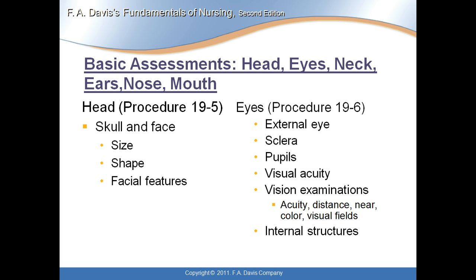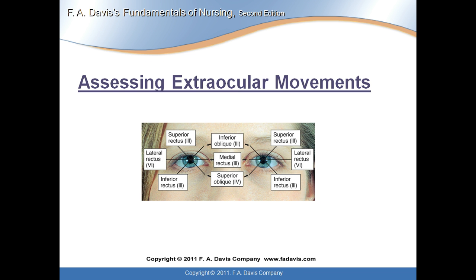All right, so now we're going to move on to the head, eyes, neck, ears, nose, and mouth. So for the head, you're going to inspect or assess the skull and the face. You're going to assess for size, shape, and facial features. For the eyes, you're going to assess the external eye, the sclera, the pupils. You'll assess for visual acuity, vision examinations for acuity, distance, near, whether or not they're colorblind, and visual fields and internal structures. And here's a picture of assessing the extraocular movements.